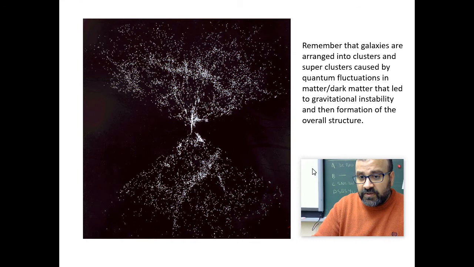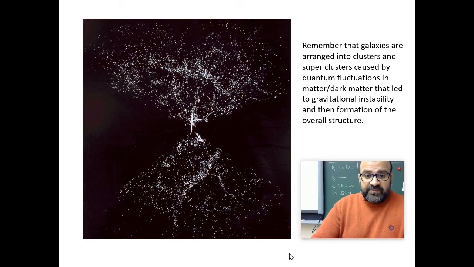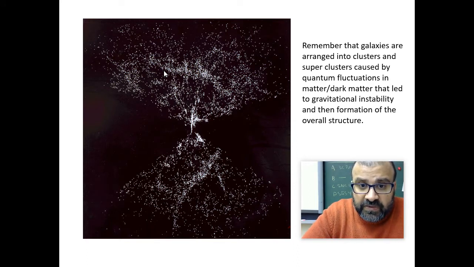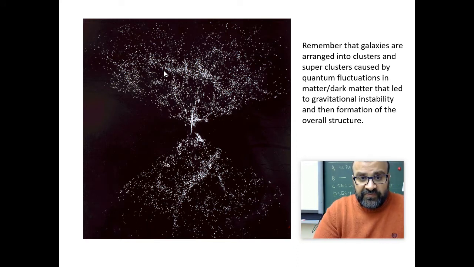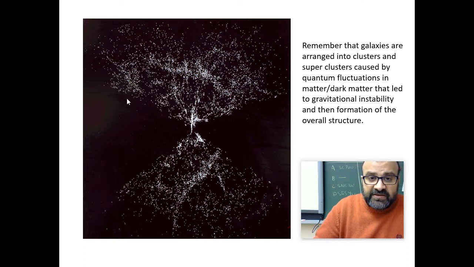So this image you saw in the last PowerPoint, okay? And that was our view from Earth, right? What we could see of the universe, and that galaxies were clustered into these filaments. Okay? So let's read along here. Remember that galaxies are arranged into clusters and superclusters caused by quantum fluctuations in matter and dark matter that led to gravitational instabilities and then the formation of that overall filamentous structure.